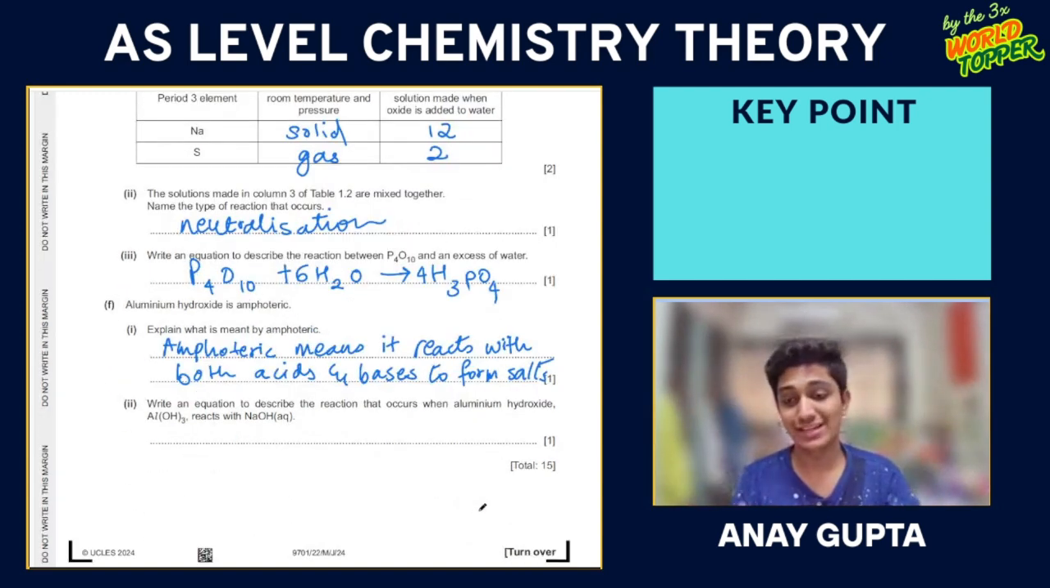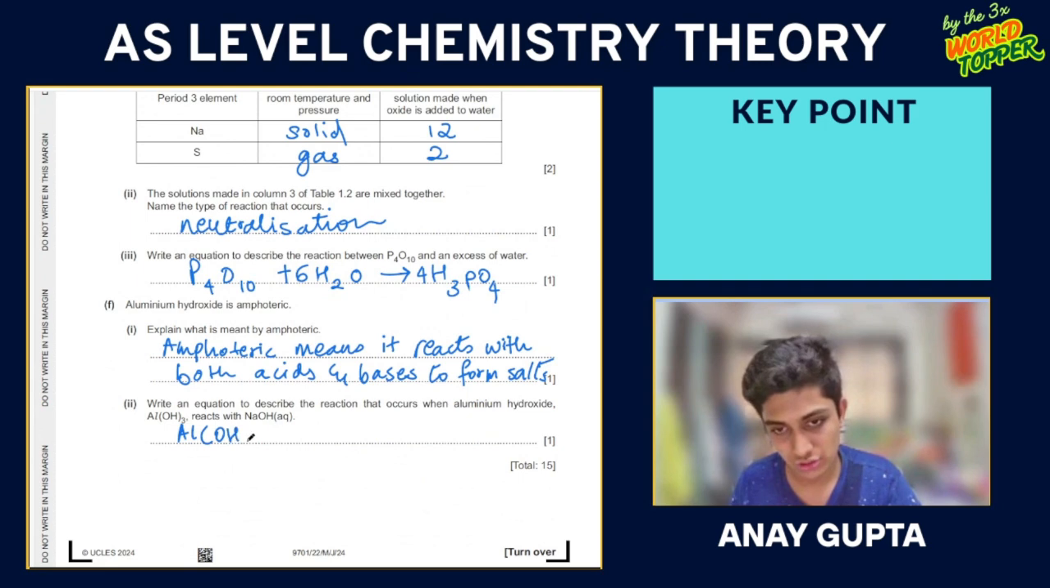Write an equation to describe the reaction when aluminium hydroxide reacts with NaOH. Now we know that this forms a special salt with the formula NaAl(OH)4. So how do we write that here? We have Al(OH)3 plus NaOH, which gives us NaAl(OH)4.